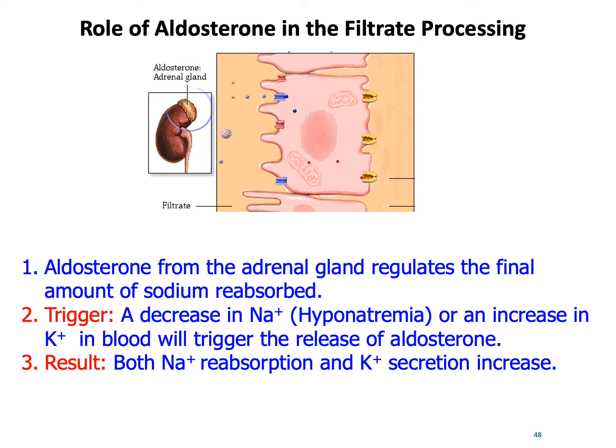Aldosterone from the adrenal gland regulates the final amount of sodium reabsorbed. As you can see, the trigger will be a decrease in sodium, hyponatremia, or an increase in potassium in the blood, which will trigger the release of aldosterone. And the result will be that both sodium reabsorption and potassium secretion increase.